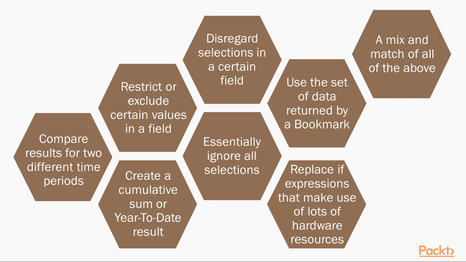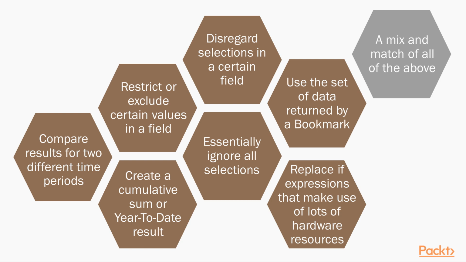These are some situations in which the use of set analysis is practical: to compare results for two different time periods in one single view based on the same selection state, to restrict or exclude certain values in a field from the calculation, to create a cumulative sum or year-to-date result even if the user selects only 1 month, to disregard selections in a certain field that may not be applicable to calculate a particular metric, to essentially ignore all selections, to use the set of data returned by a bookmark even when the bookmark is not activated, to replace if expressions that make use of lots of hardware resources, a mix and match of all of these.